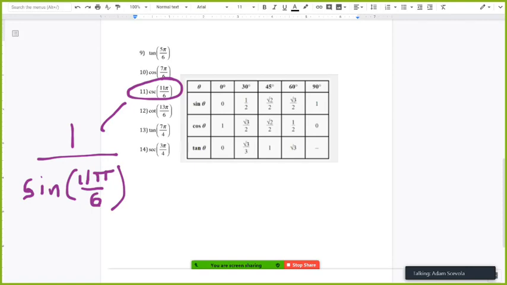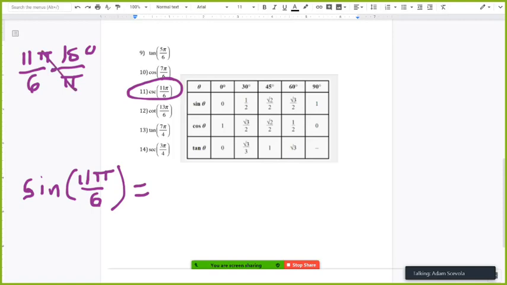So what we're going to do is figure out what the sine of 11 pi over 6 is. And then whatever that is, let's say it comes out to be 1/2, then we're going to flip that, and our answer is going to be 2. So that's the first thing I do when I have cosecant, secant, or cotangent. I either find the sine, cosine, and tangent first, and then my last step is going to be to flip it.